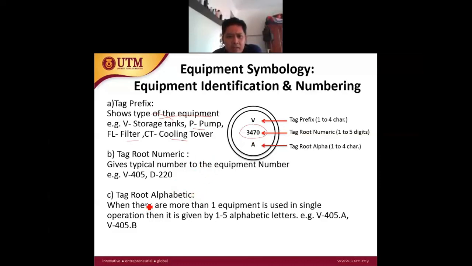And then the third one is the tag suffix, alphabetic. This is for when you have a subsystem with many other similar equipment. For example, in the same tank there are two pumps. So this third one tells us the versions or the other sets. But in our example, we only use the two lines of text.